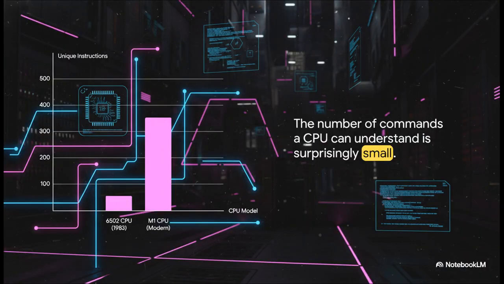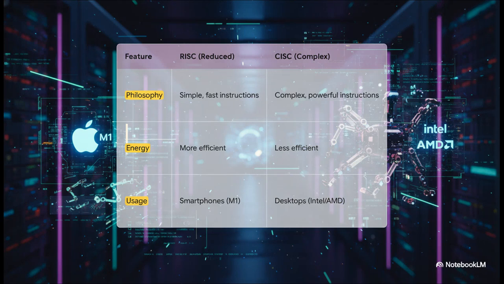And you might be surprised by how small the robot's vocabulary is. That old 1983 chip, it only knew 56 different commands. A brand new, powerful chip today, it knows around 350. That's it. Not thousands, not millions. Everything your computer does, from playing a game to browsing the web, is just built from clever combinations of those few hundred simple instructions. This basically leads to two main design philosophies. On one hand, you have RISC chips, like Apple's M1. They focus on super simple, very fast, energy-efficient instructions, perfect for phones. On the other, you have CISC chips from Intel and AMD, which use more complex instructions to get raw power. They're really just two different dialects for our robot librarian to speak.